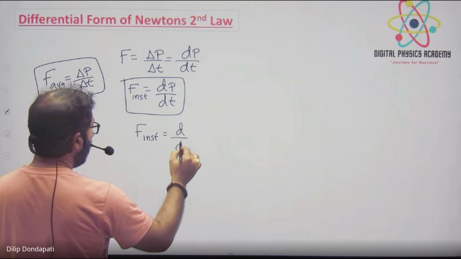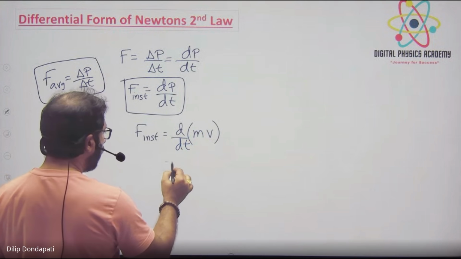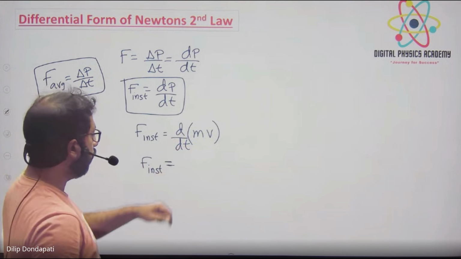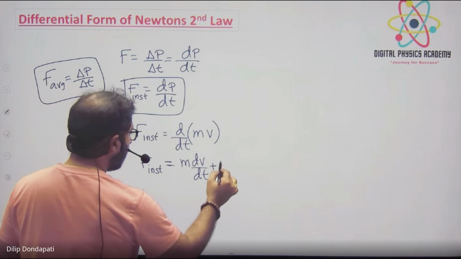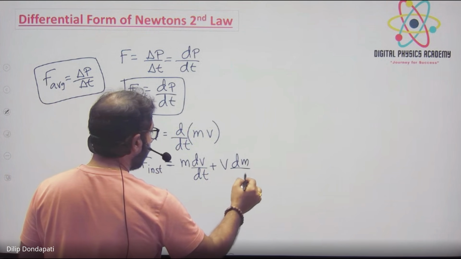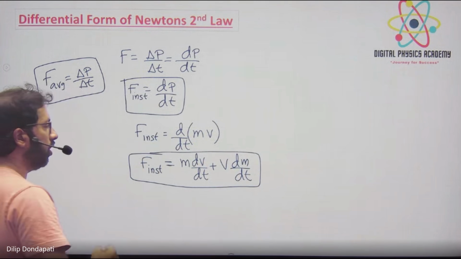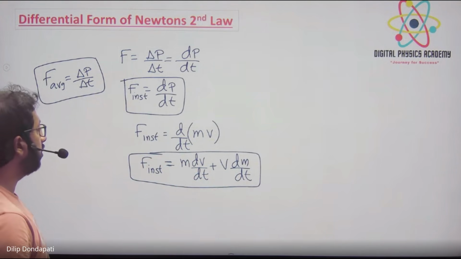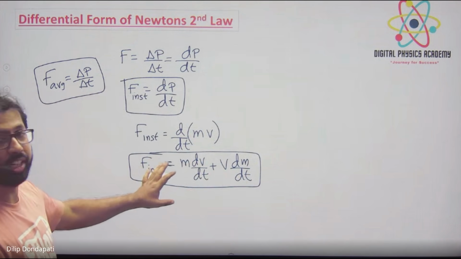d by dt of momentum. The formula for momentum is mass times velocity, and you know the differential form, the uv formula, right? First into differentiation of second plus second into differentiation of first. This is the exact formula of Newton's second law. Why? Because this is instantaneous, meaning differential form. See, this is the exact formula of Newton's second law.